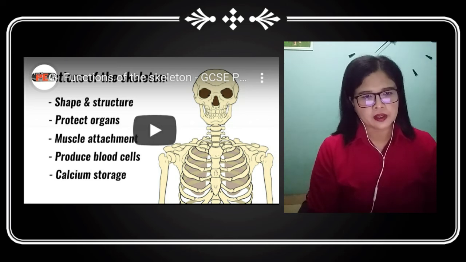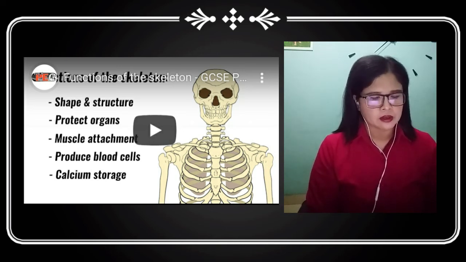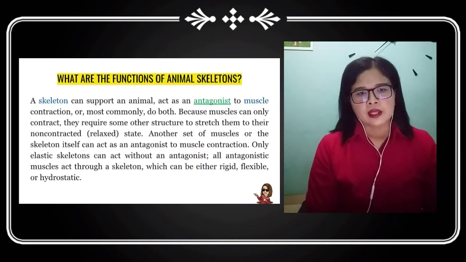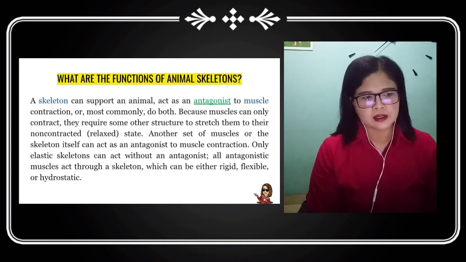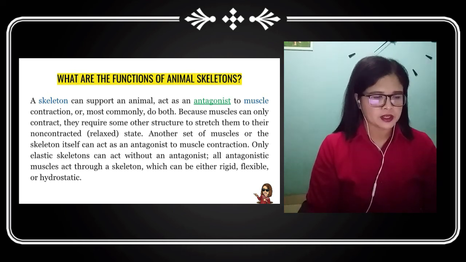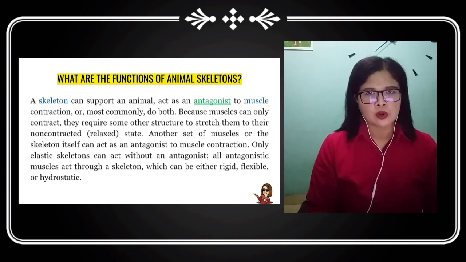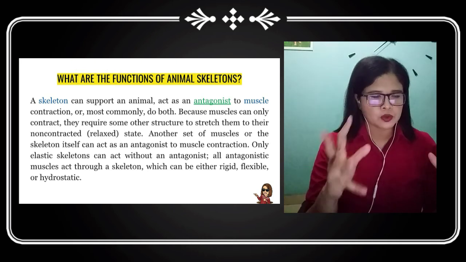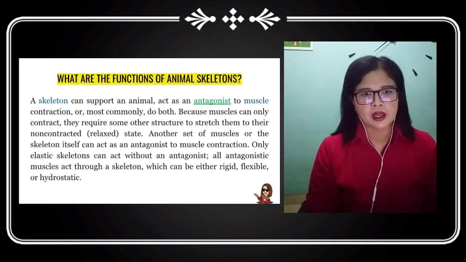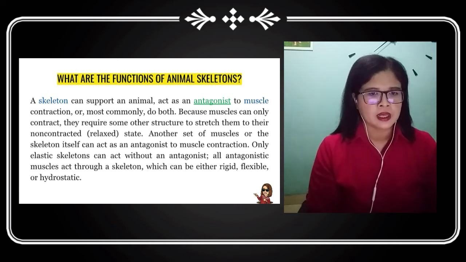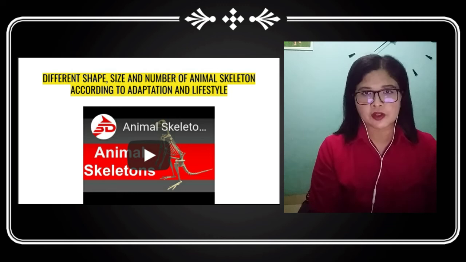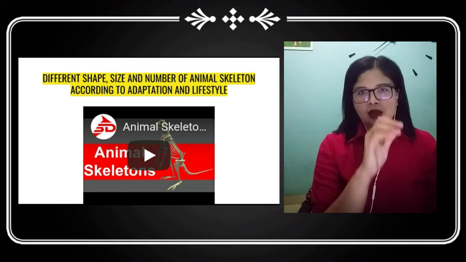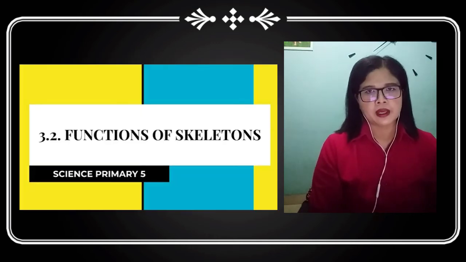Okay, and I also explain again about the function of the skeleton in the Google slide, and I also explain about the function of animal skeleton, which again depends on their shape, size, habitat, and also their usual food and others. That's why animals have different shape, size, and number of bones, and there is a video I have also attached in the lesson guide and the Google slide. Okay, students, that's about my explanation.